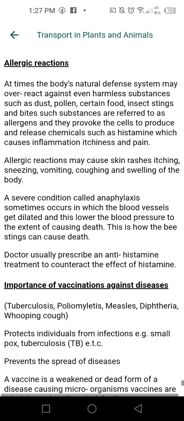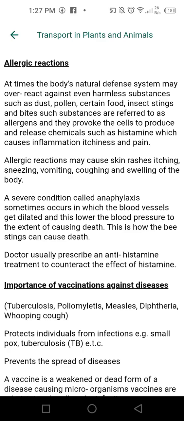Allergic reactions. At times the body's natural defense system may overreact against even harmless substances such as dust, pollen, certain food, insect stings and bites. Such substances are referred to as allergens, and they provoke the cells to produce and release chemicals such as histamine, which causes inflammation, itchiness and pain. Allergic reactions may cause skin rashes, itching, sneezing, vomiting, coughing and swelling of the body.